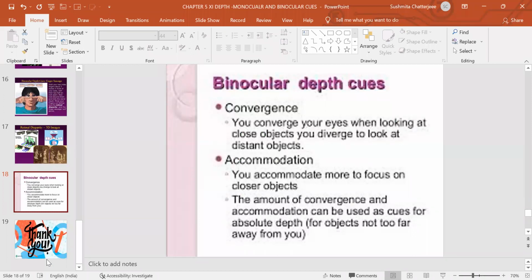The signal about the degree of contraction of the muscle is then sent to the brain, which provides the cue for the distance. So with this, we come to an end of the monocular and binocular cues.